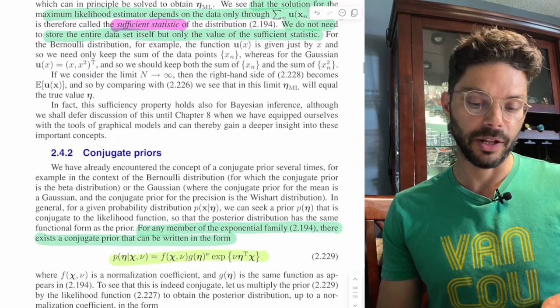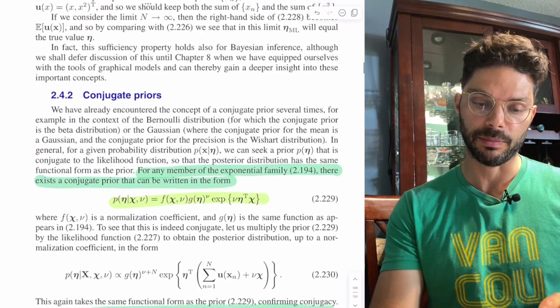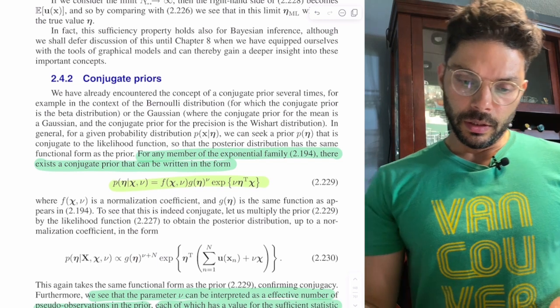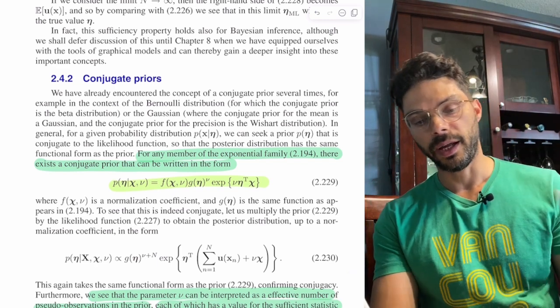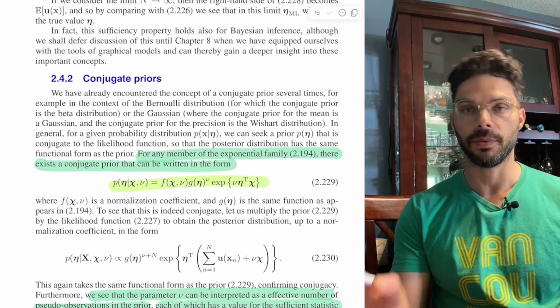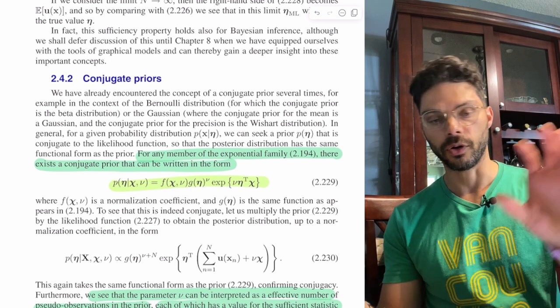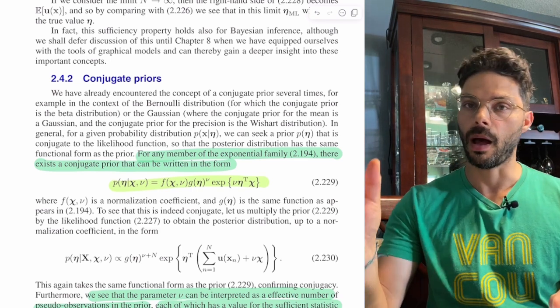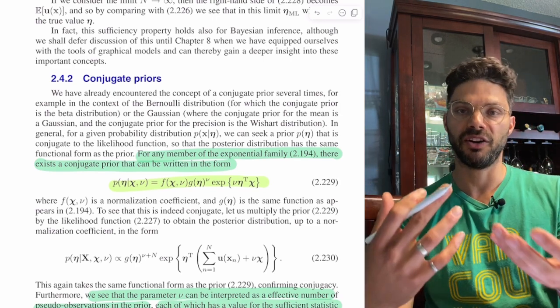Okay, so then let's go on to this section on conjugate priors, which is pretty straightforward. Remember the idea with conjugate priors was that when you have a likelihood, you combine it with a prior to get your posterior, and if your likelihood has some form, and your prior is in the same family, then when you multiply them together, the posterior will be in the same family.